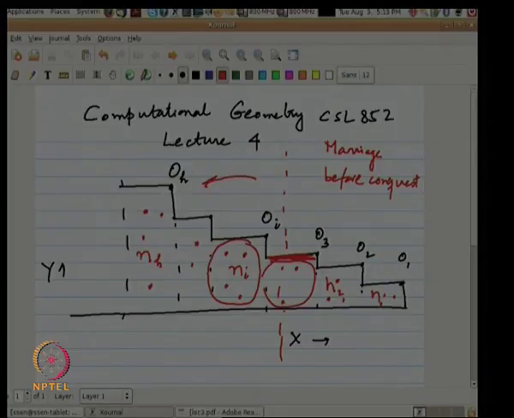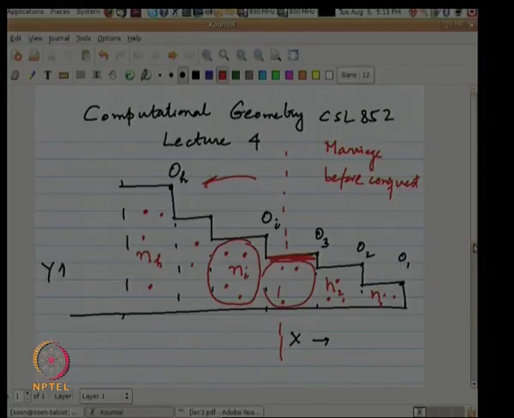So, now the question is that if you look at the ith step, there are n sub I points under it. Of course, all these numbers are unknown to us. We do not know anything about n 1, n 2 or even h. But we certainly know that the moment the ith step will be discovered, those points are going to disappear.